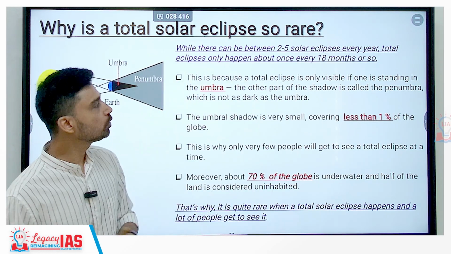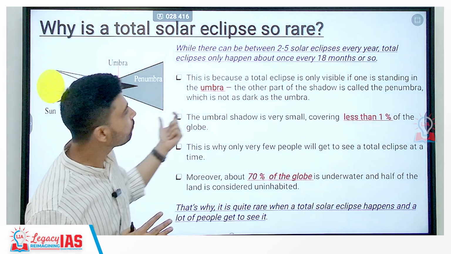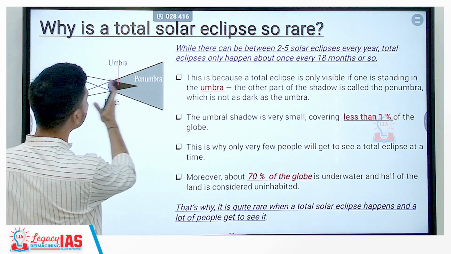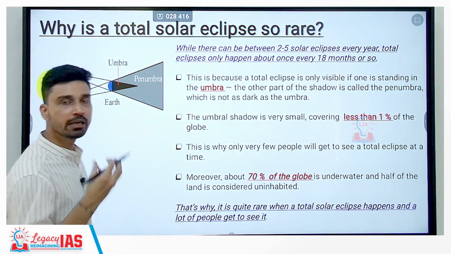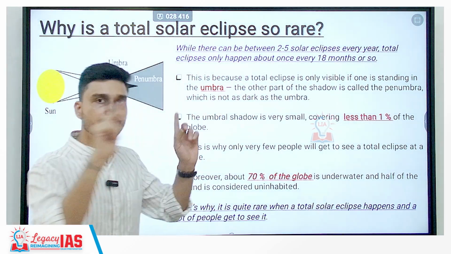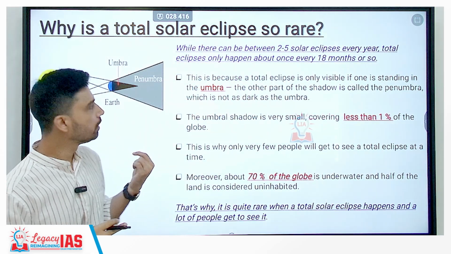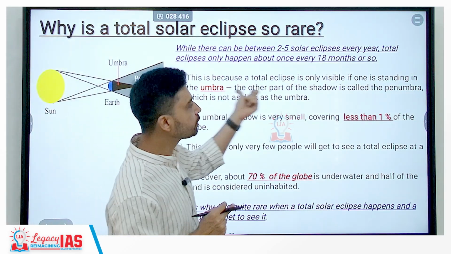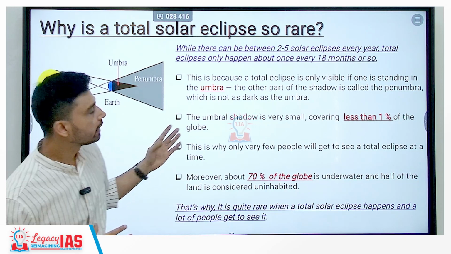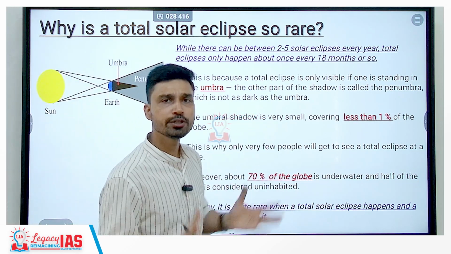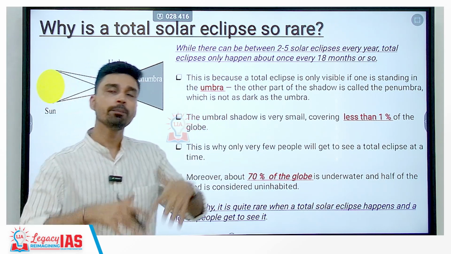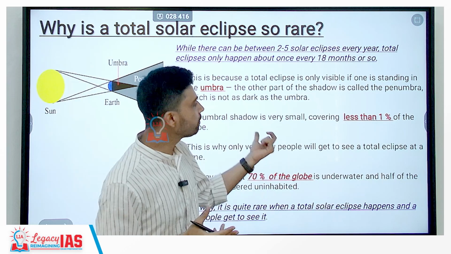This is because a total eclipse is visible only if one is standing in the umbra region. We discussed in the beginning that when the moon's shadow falls on the earth, it makes two kinds of shade: the core region, called the umbra, and the outer periphery, called the penumbra, which is not as dark as the umbra. If you calculate it from the geometry, we know that the umbral shadow is very small.